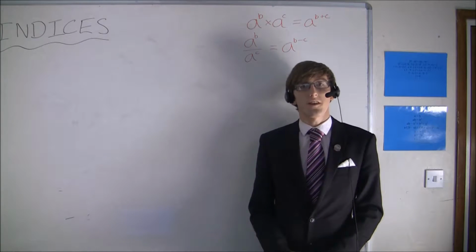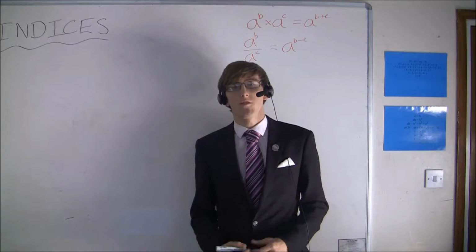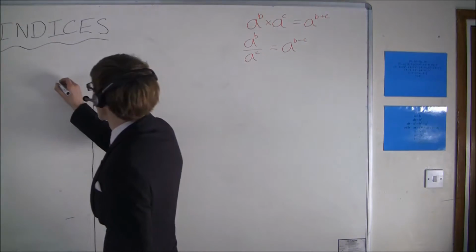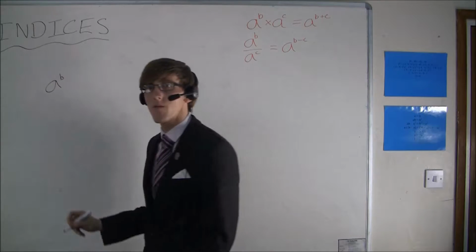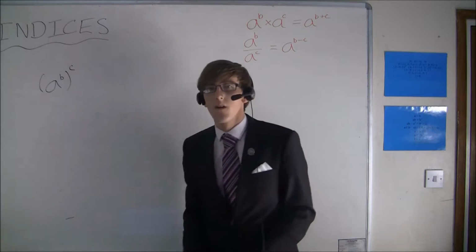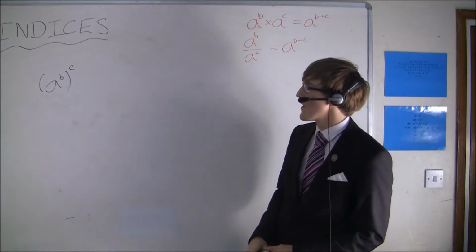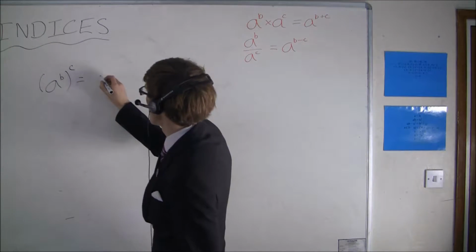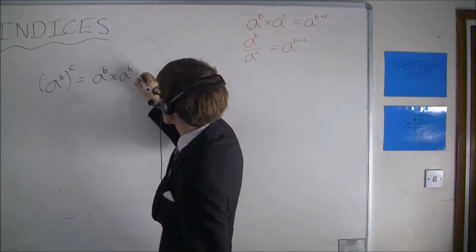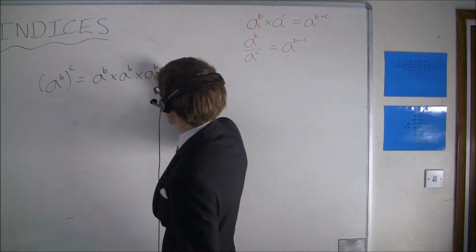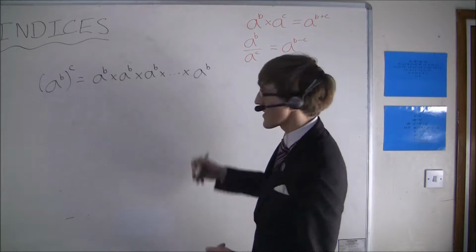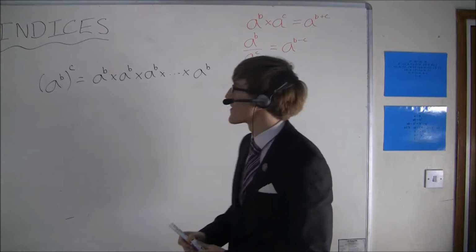The next rule of indices which we need to consider is what happens if we have a power raised to another power. So for example, if we have something of this form, with a to the power of b, all raised to the power of c. So we need to look at what this actually means. This means that we have a to the power of b times a to the power of b times a to the power of b times dot dot dot times a to the power of b, and all of that happens c times.